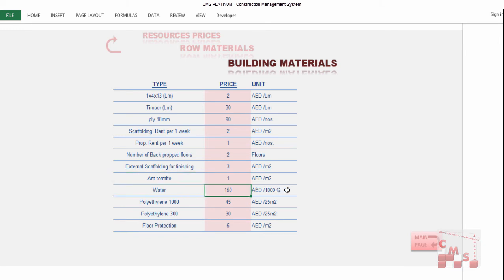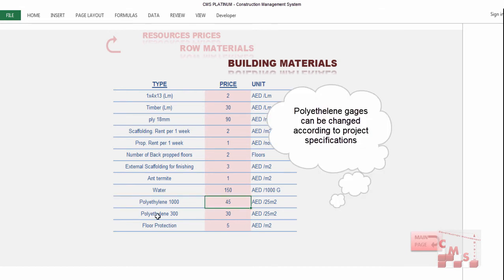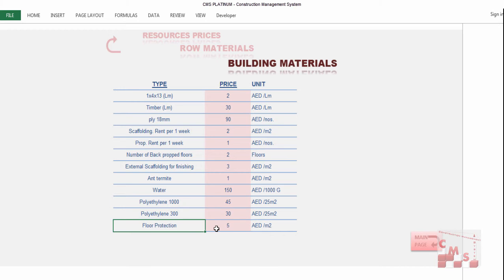Here is the water price for each 1000 gallon. Here is the polythene price for 1000 kg. If you need to make it for 1500 or 2000, whatever, according to your specification, you will add the price here. Normally when we are completing our flooring, tiles or marble or whatever, we need to protect it from any damage during our construction, so we have a cost for this. So we will just give the cost of this protection. Either you will put some gypsum, or you'll put some carton or nylon and gypsum, whatever. According to this cost, you can add it by square meter.